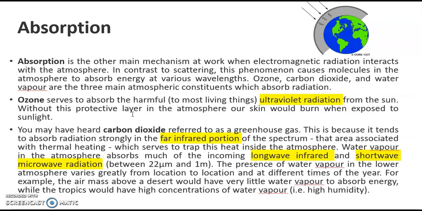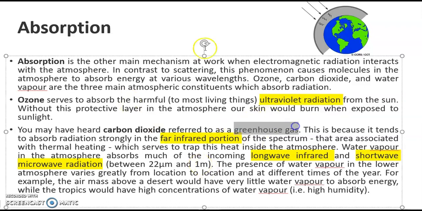Then let's say there is carbon dioxide present in the atmosphere. Carbon dioxide is always referred to as a greenhouse gas. Why do we refer to it as a greenhouse gas? We know that it has the capacity to store heat. When we're talking about heat, we're actually talking about the infrared part of the electromagnetic spectrum. So if there is carbon dioxide present in the atmosphere, it will absorb the far infrared portion. It will always cause heating of that portion of the atmosphere.